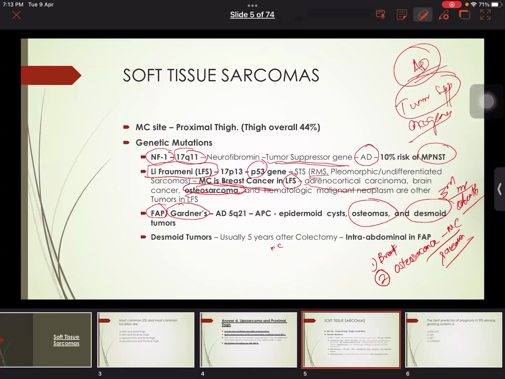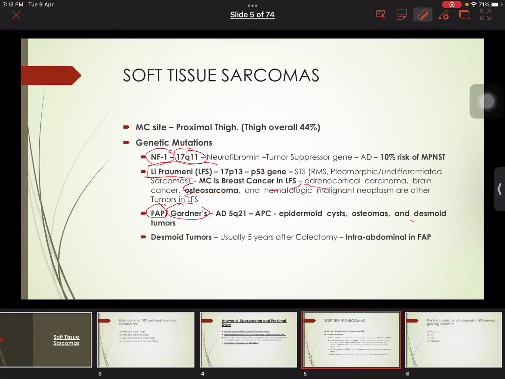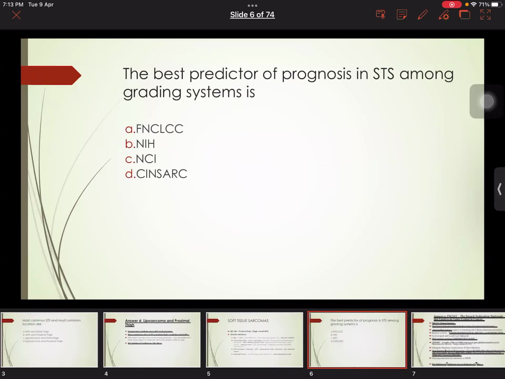So that is where the problem happens, and that is where you can have tumors that are basically something that cannot be cured. So that is the reason they will cause death. So desmoids as a cause of death is going to be the third most important cause of death. Usually, 5 years after colectomy, they will happen.